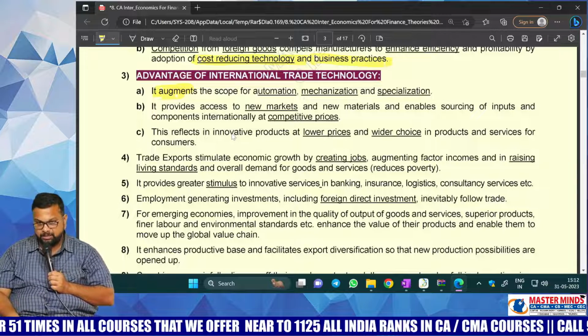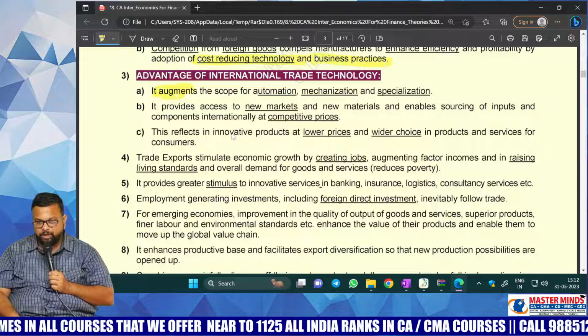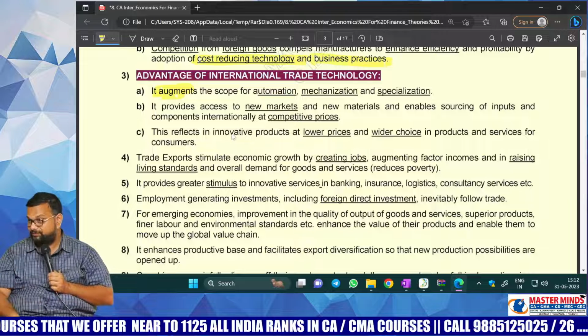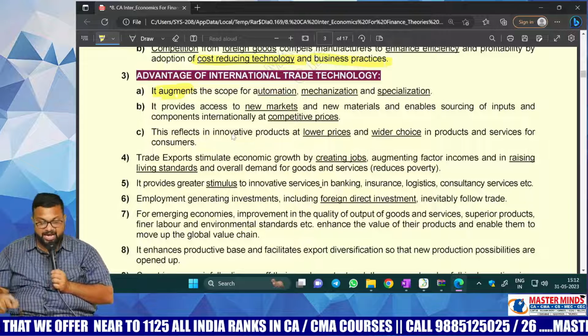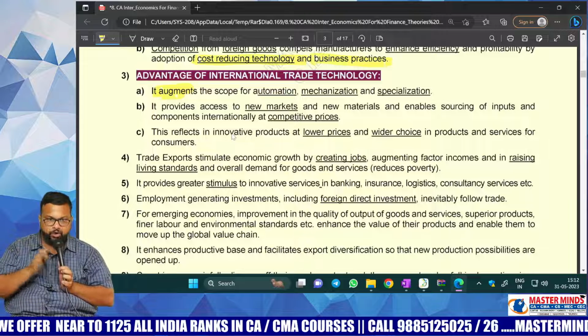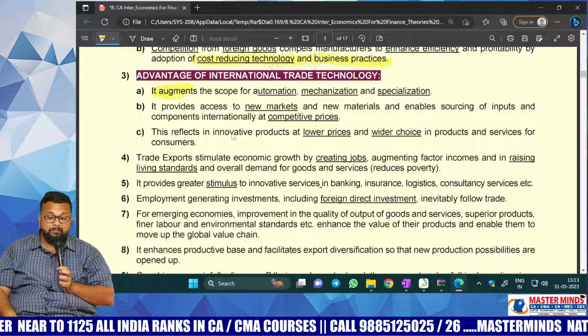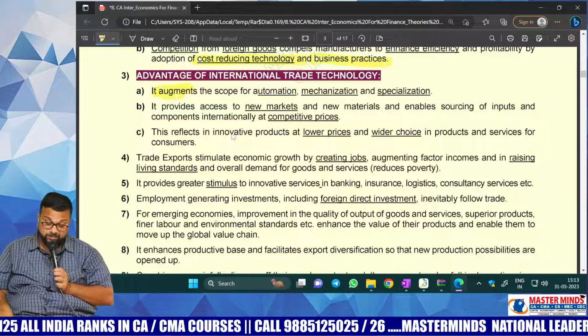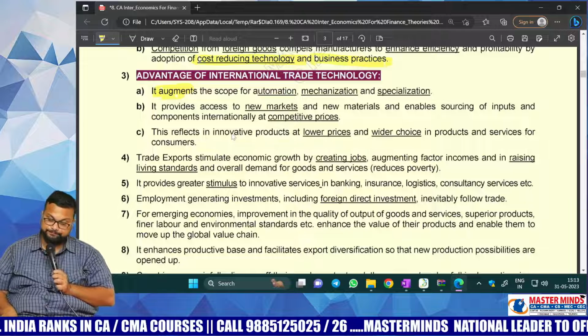Now when we talk about international trade, we are not only talking about goods and services, but also about resources. So if there is international trade, that means our economy is an open economy and more and more foreign investors will come and invest in our country. So it will be encouragement for FDI. Next.